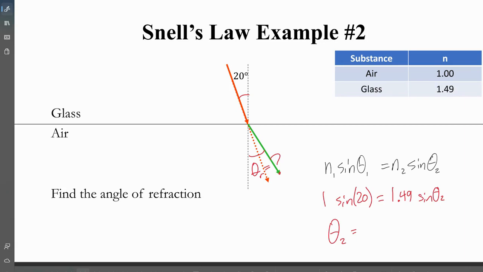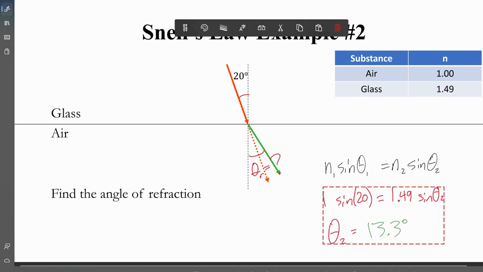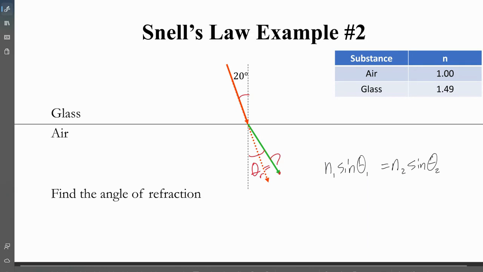So I got 13.3 degrees, which does not make sense to me because, oh, that's because we started in glass. I apologize. I'm glad I checked to see if that made sense. I got 13.3 degrees when I did this, but that doesn't make sense because that would have meant going this way. My mistake was I thought we were going from air into glass. We are not. We are going from glass into air.